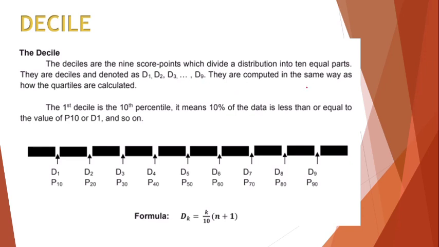They are computed in the same way as how quartiles are calculated. The first decile is the 10th percentile. So it means 10% of the data is less than or equal to the value of P sub 10 or D sub 1 and so on. So nakikita ninyo yun.